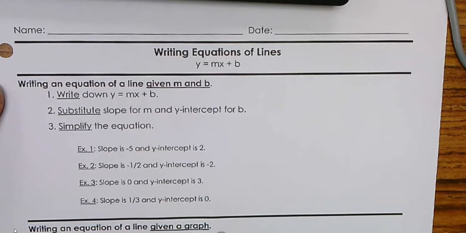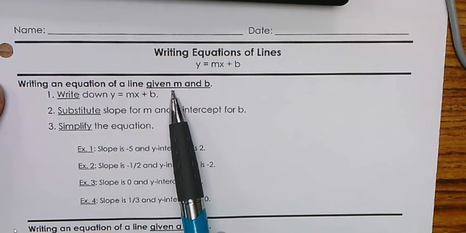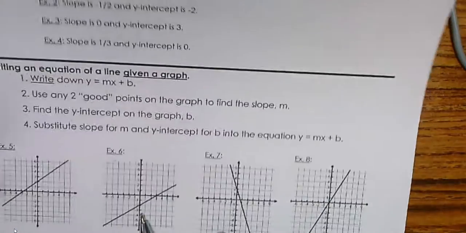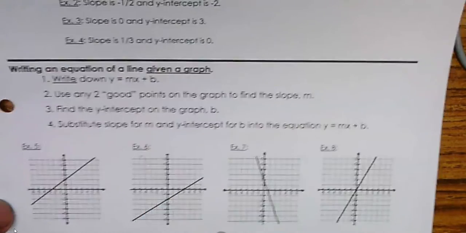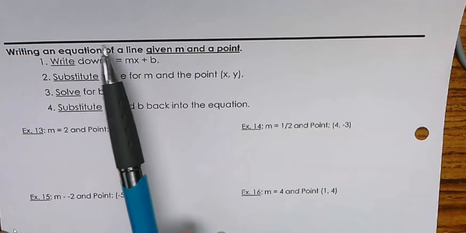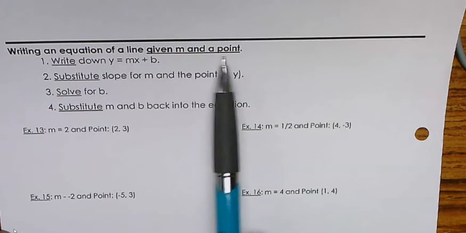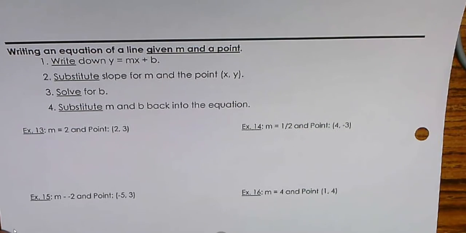Okay, so this video is about writing equations of lines in y equals mx plus b form. We're going to talk about 4 different ways of writing them. One, we're going to write an equation for a line given the slope and y-intercept, or given m and b. We're next going to talk about writing an equation for a line given a graph. After that, we're going to talk about writing an equation for a line given m and a point, or slope and a point. So those are all the ways we're going to talk about it today. Instead of 4 ways, it's just 3. All right, so here we are.